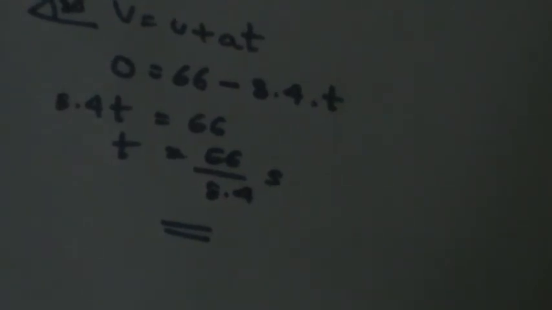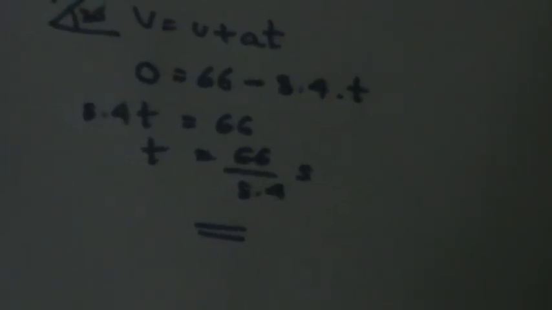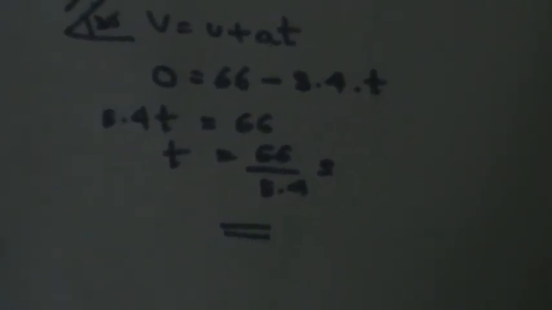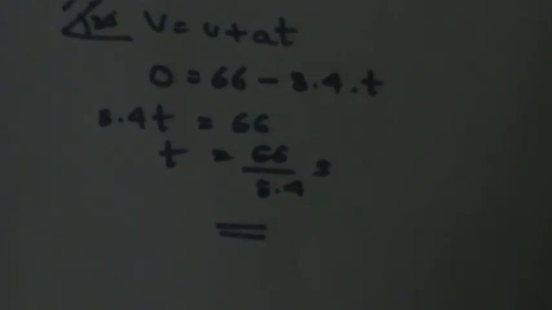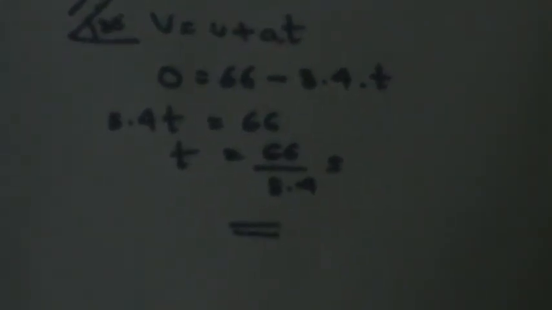So let's solve this 66 divided by 8.4 now. I don't know the precise value, but it will be close to 7 point something. Between 7 and 8 seconds. So the actual time is like this. You have to find what you have to find.